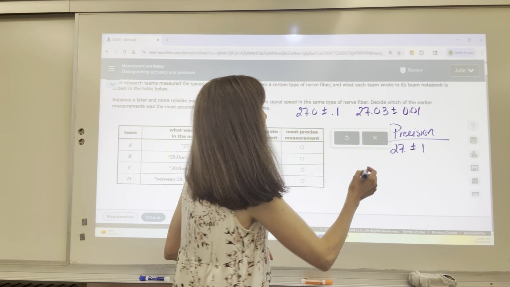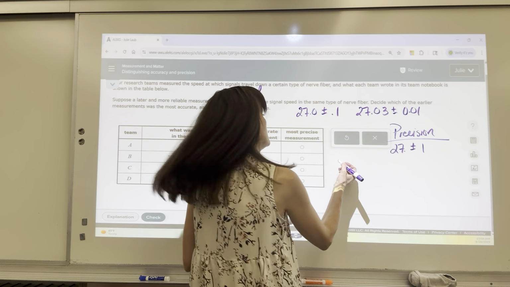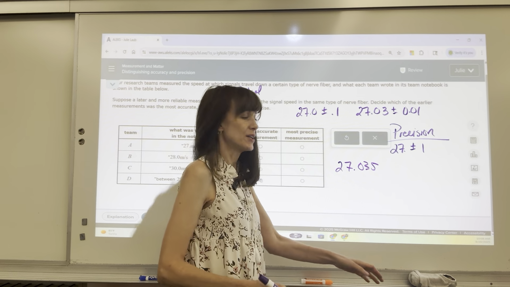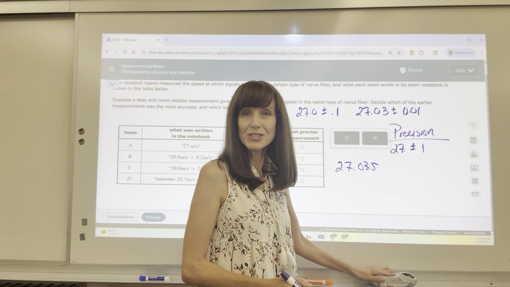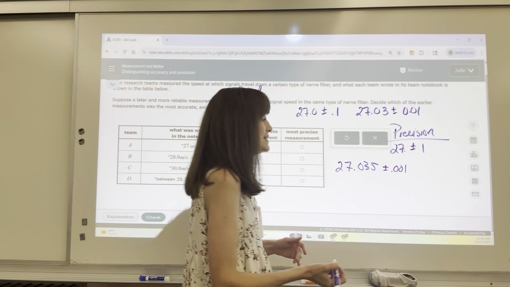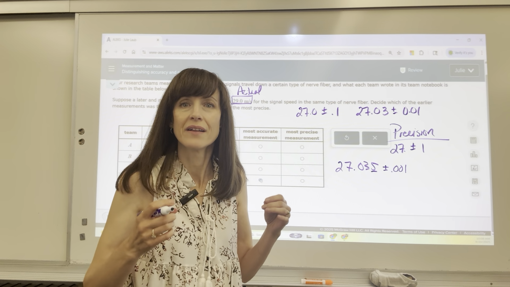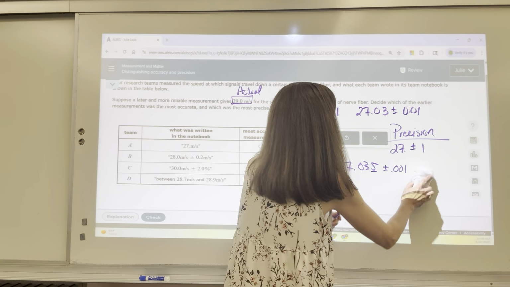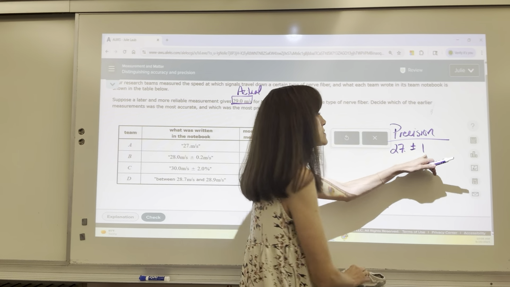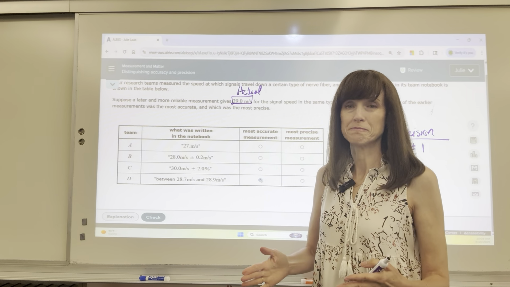Let's do it one more time. Let's say that I had 27.035. Can you think, what's the plus or minus? What's the standard deviation going to be on that? Plus or minus 0.001, down to the thousandths place, because the last value is at the thousandths place. So this one, our last value is at the ones place, so it's going to be plus or minus 1. That's how you do standard deviation when you have just a number.